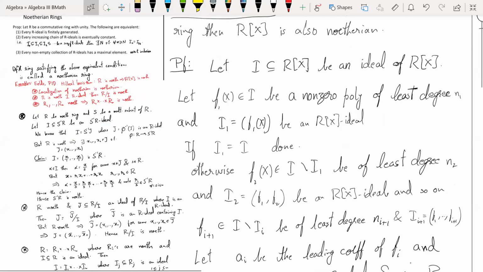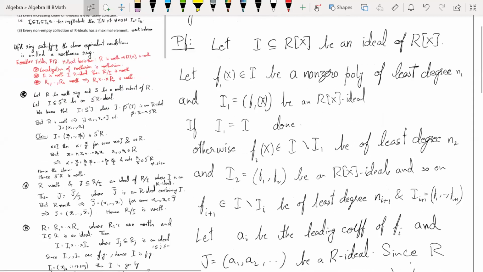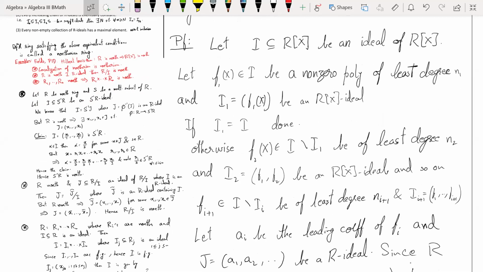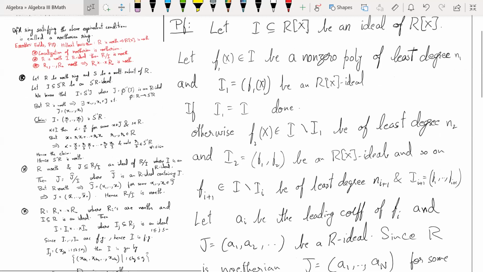Otherwise, you take f2(x) in I minus I1, and now you choose f2(x) such that it has the least degree. Yeah, so this is how we will build. We'll try to cook up our generating set, and let's say the least degree is n2, and then you consider I2 and so on. So this way we can construct. So if you are given up to fi, you can construct f(i+1) using this method.